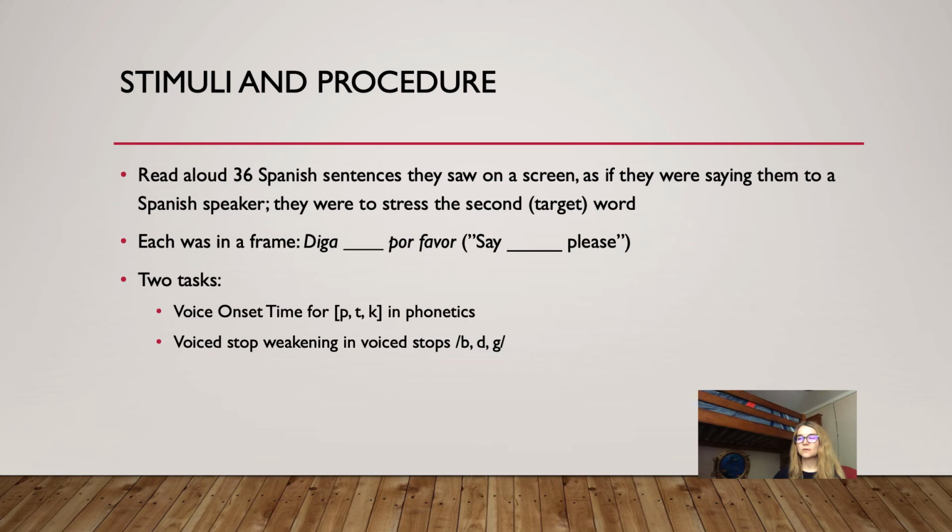And they were looking for two things. They were looking for voice onset time, basically whether they pronounced the P, T, and K with aspiration or without aspiration, and voiced stop weakening. In Spanish, ba, da, and ga are produced as a v, the, and the when they are in between vowels. So they wanted to see how that pronunciation was done.